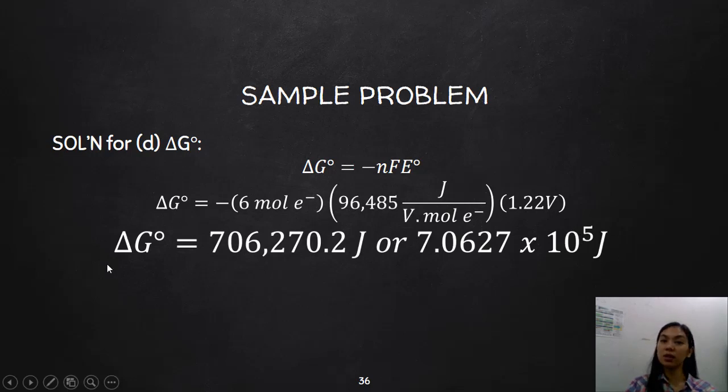So, diba, it's already in terms of the form of energy kasi joules na po yung ating unit. So, ganyan po mag-calculate. As I've stated earlier, your Gibbs free energy is the maximum work that a particular cell can give. So, in this particular problem that we have, this value is actually the maximum work na pwedeng gawin nung inyong voltaic cell or your battery.